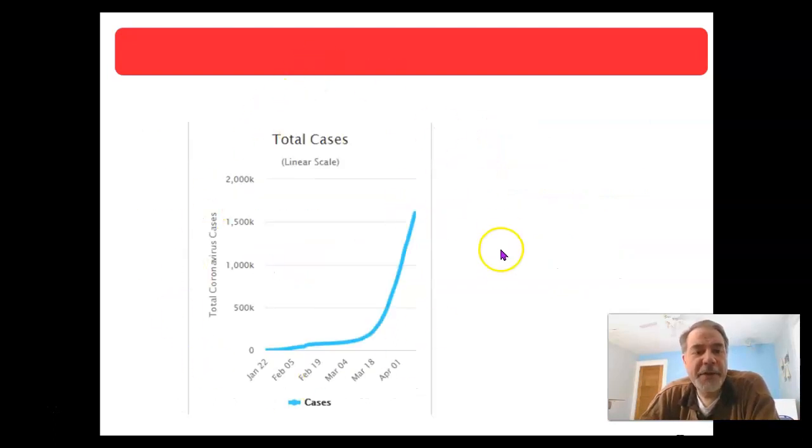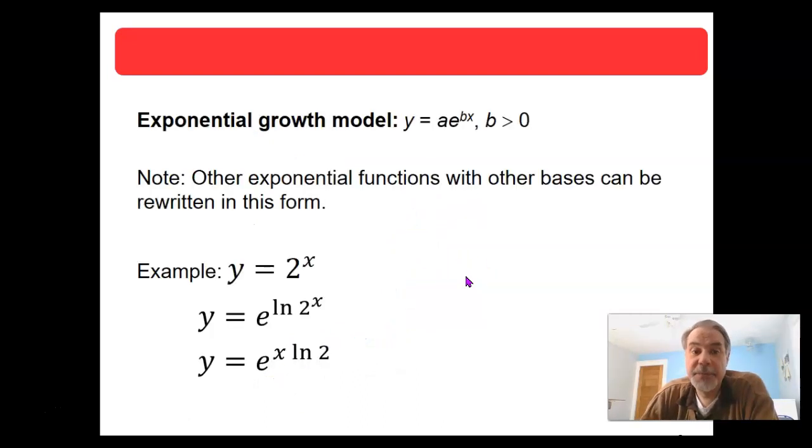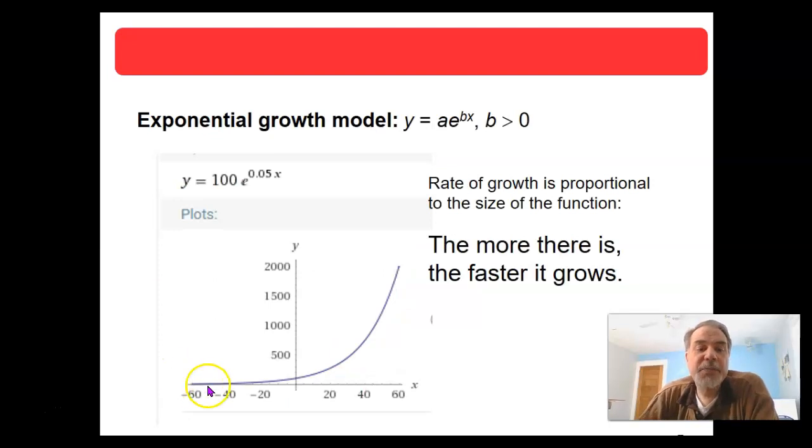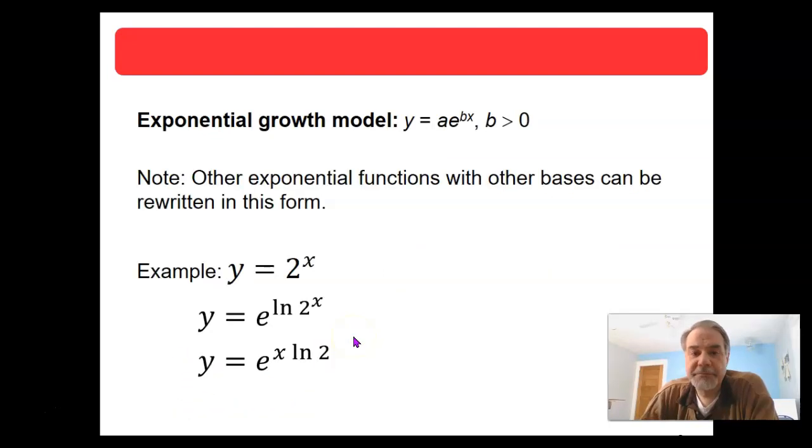And here's a graph I found online about the total number of cases of coronavirus infection over the period of time from sometime in January to sometime in April. And that curve does look an awful lot like those exponential growth curves.